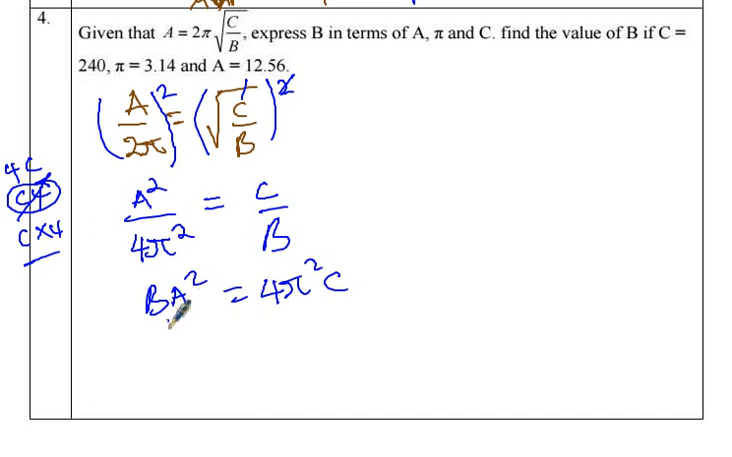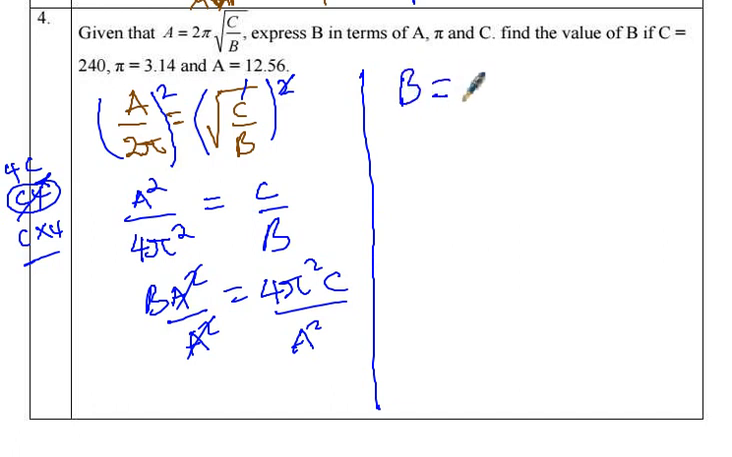Okay. Now from here, I just need a b left on one side, so I can divide on both sides by a squared. I also divide here by a squared. This will go off, and so I'll write my b as 4 pi squared c out of a squared. So we have been able to make b the subject, and after that we can continue with the next part of the question, where we are supposed to substitute values of c.